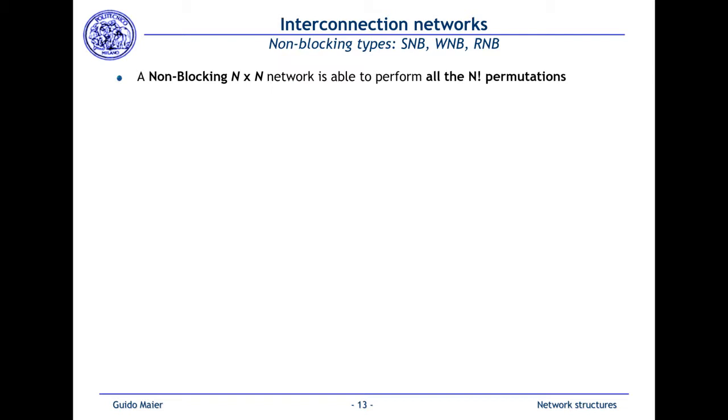So remember that if you find an interconnection network that is able to set up all the possible n factorial permutations, then the network is non-blocking, and the vice versa is also true. If a network is non-blocking, it's able to perform all the possible n factorial permutations.